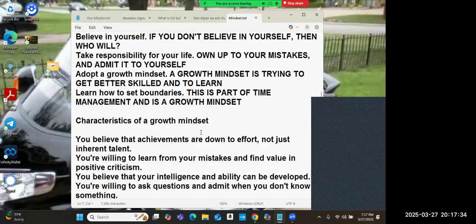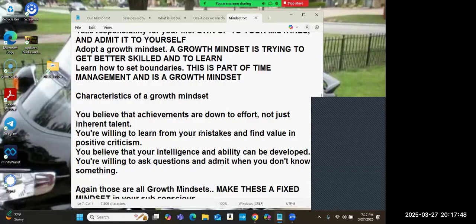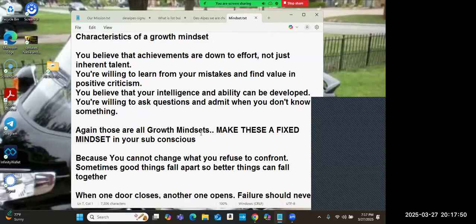Adopt a growth mindset. A growth mindset is trying to get better skilled and to learn how to set boundaries. And this is part of the time management and is a growth mindset. So let's talk about some of the characteristics of a growth mindset. You believe that achievements are down to effort, not just inherent talent. You're willing to learn from your mistakes and find value in positive criticism.